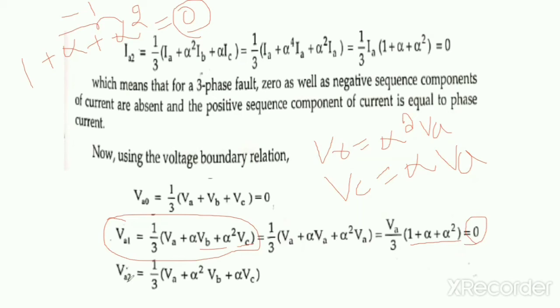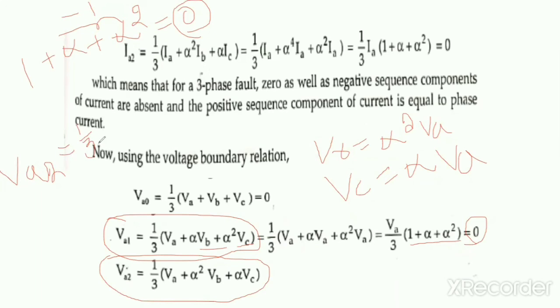Similarly, we write down the formula for VA2. Okay, what is the VA2 formula? VA2 is equal to 1/3 into VA plus alpha square into VB plus alpha into VC. Then we substitute VB is equal to alpha square VA and VC is equal to alpha VA in this equation. Then alpha square into alpha square is equal to alpha power 4.